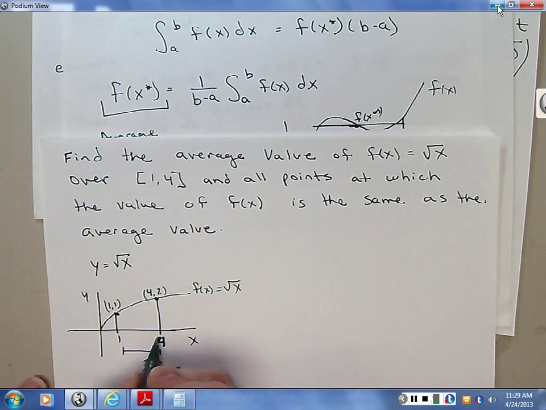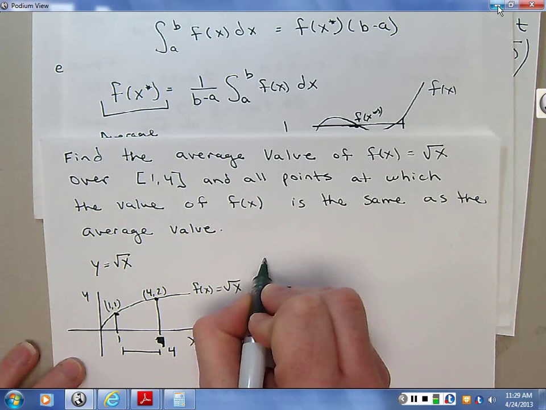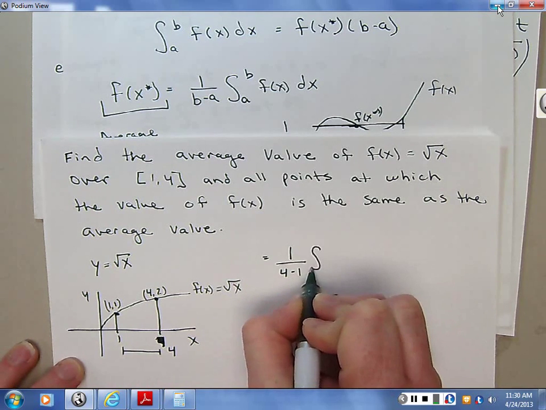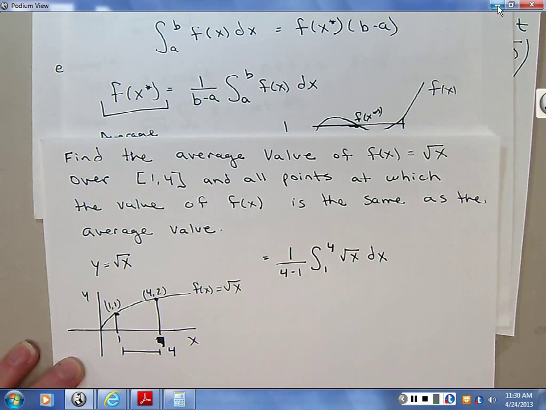Now let's just write this better. So first off, I have to find the average value. So I take 1 divided by 4 minus 1, the integral from 1 to 4 of the square root of x dx. This is the average value.